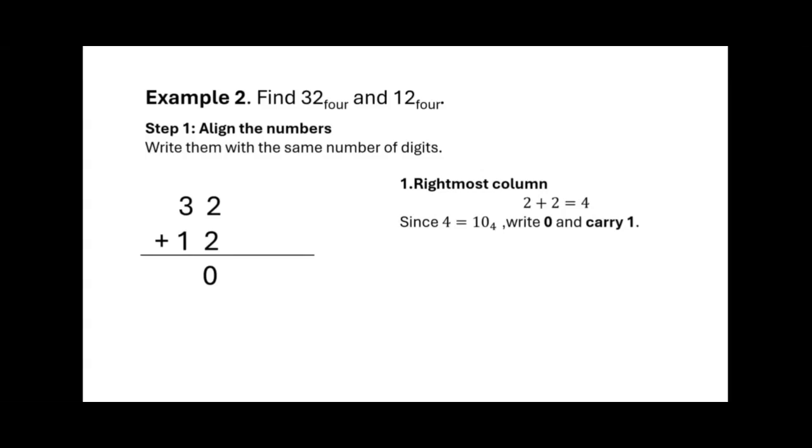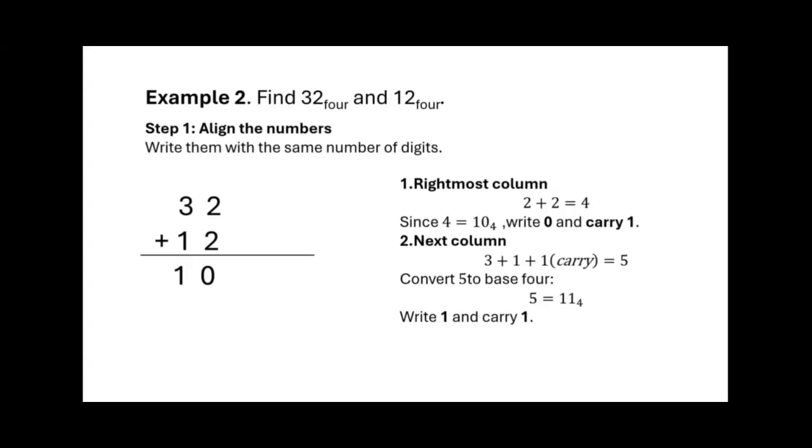But 4 in base 4 is actually 1, 0, just like 2 in base 2 is 1, 0. Actually, any number on its own base is going to be 1, 0. So you write down the 0, which is the place of the ones, and you carry the 1 into the next place value.